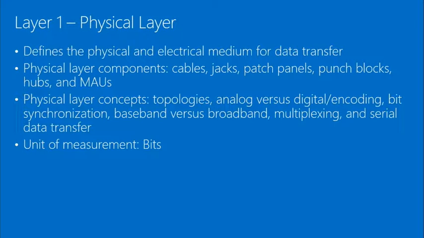Physical layer components include cables, jacks, patch panels, punch blocks, hubs, and so on. Physical layer concepts, and we've talked about some of this already, include topologies, so what the network physically looks like.